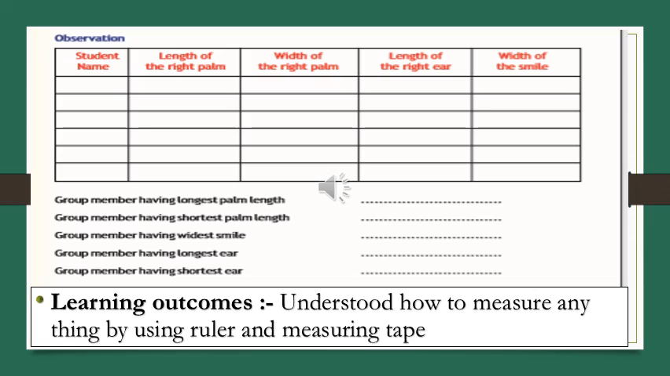So at the end of this you have to write down the learning outcome. Okay. So in this way you have to finish the activity, put it down on the activity paper and send it to me.